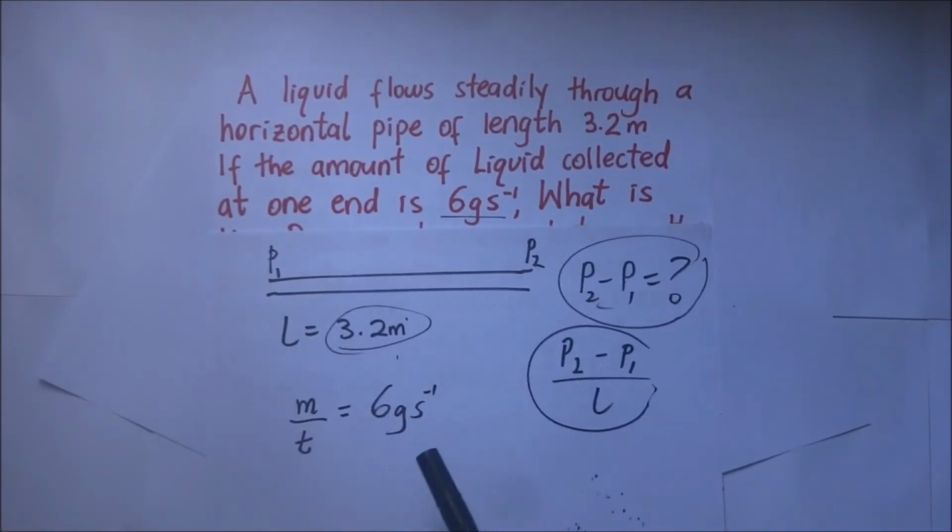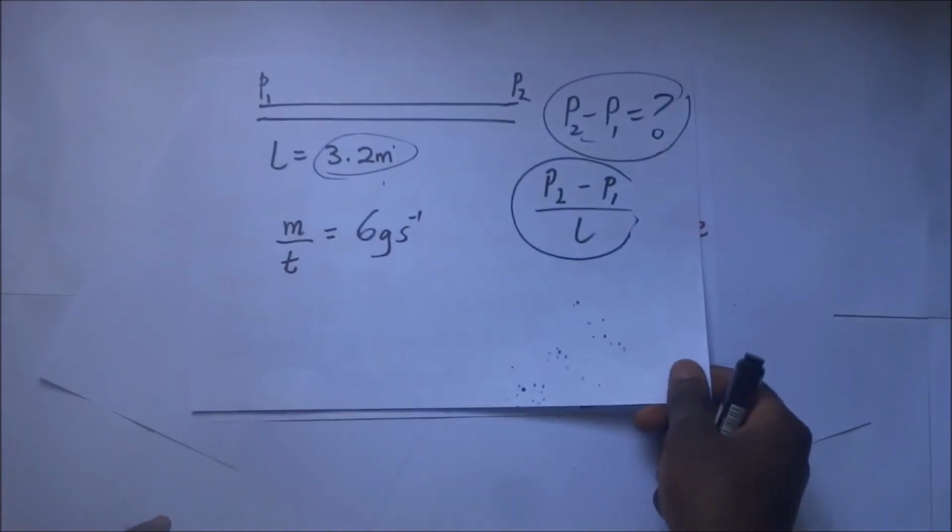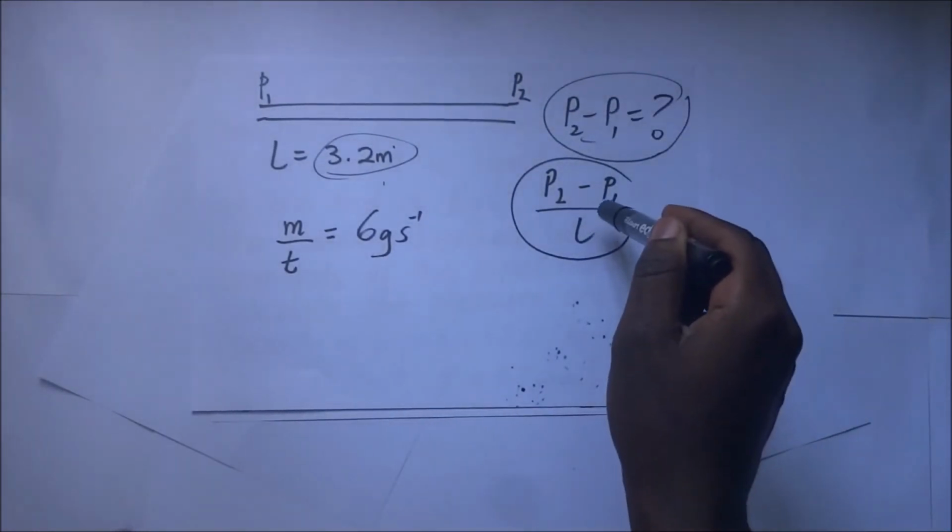rate. So of course we're supposed to be using Poiseuille's formula to find this, then eventually we find that.